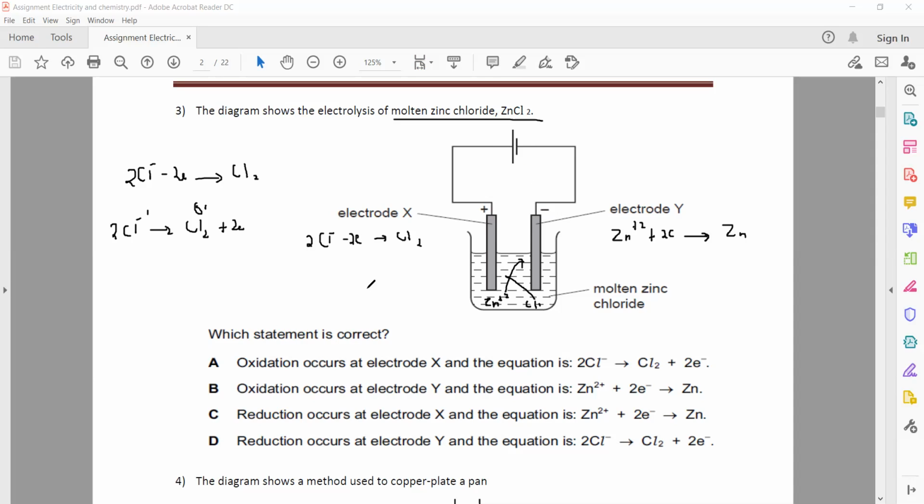So what happened? Which statement is correct? And what is this change? When something loses electrons, we call it oxidation. Oxidation is a loss of electrons and reduction is a gain of electrons. Oxidation occurs at electrode X, and the equation is given, so A is the right answer. Oxidation occurring at Y is wrong, because oxidation does not occur at Y. Reduction occurring at X is wrong, because reduction does not occur at X. Reduction at Y, but the equation is given wrong, so this is not correct as well.